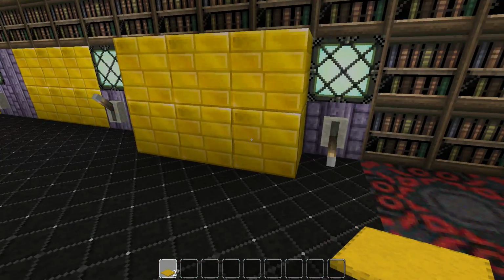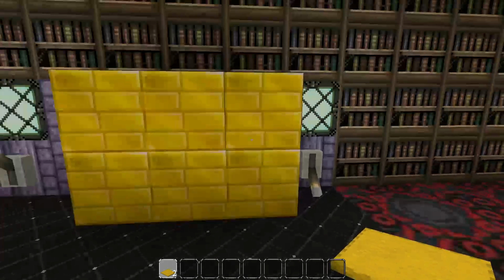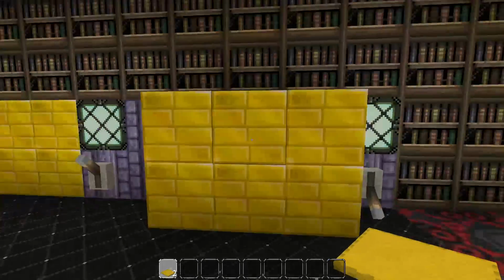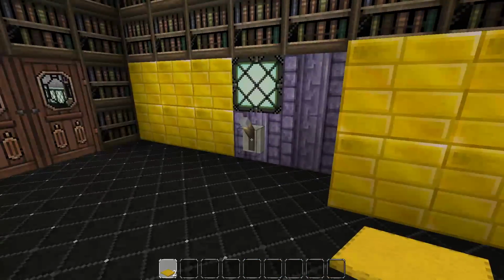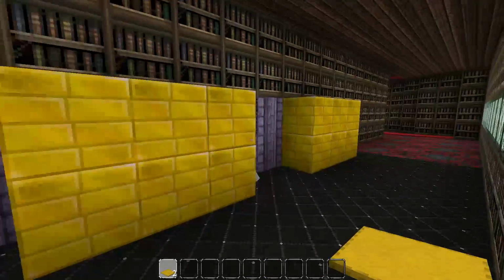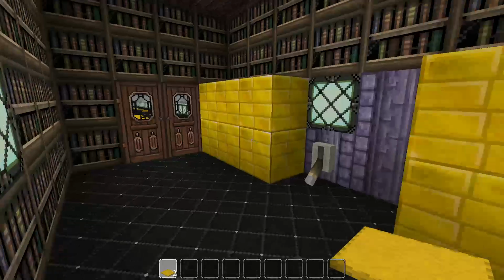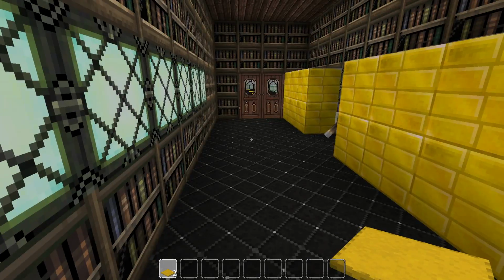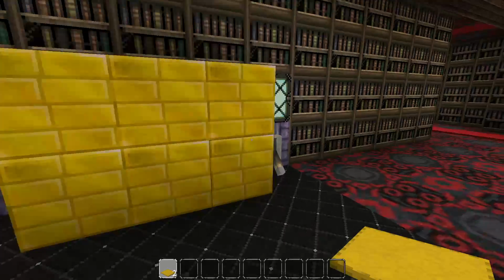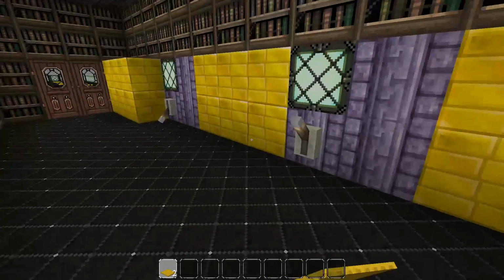Multiplication is repeated addition. So here we have 6 gold blocks plus 6 gold blocks plus 6 gold blocks. 6 plus 6 plus 6 is 18. And you could write that as 6 plus 6 plus 6 or 3 times 6. They are equivalent.